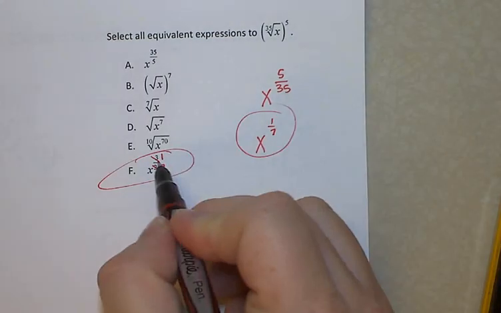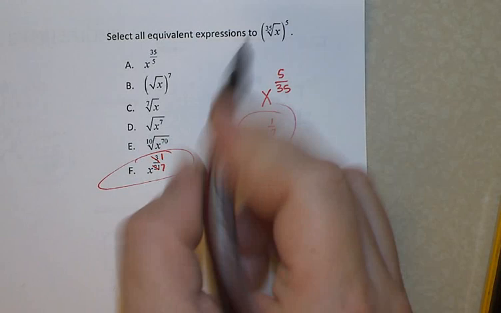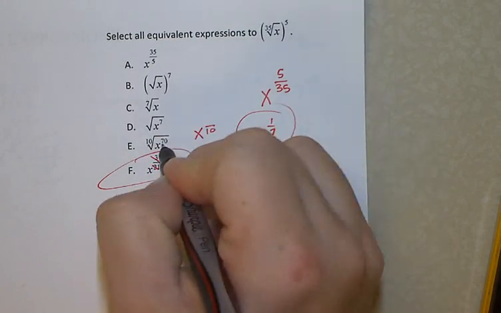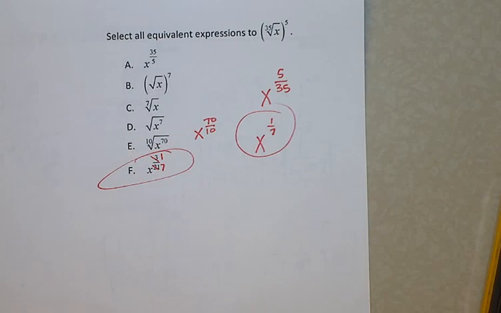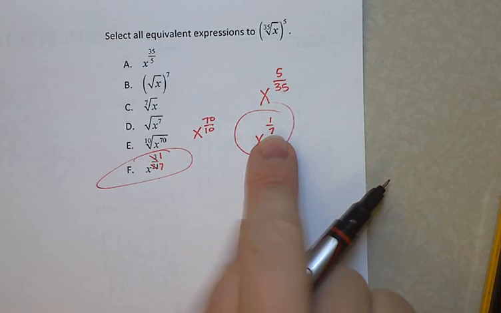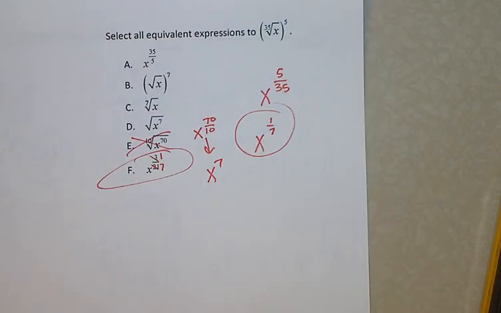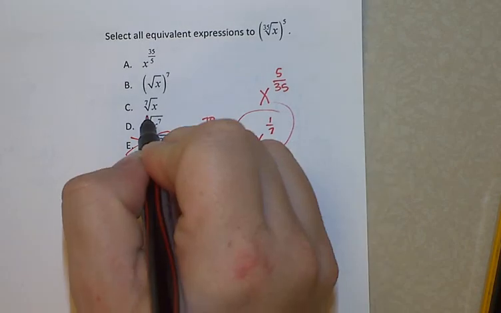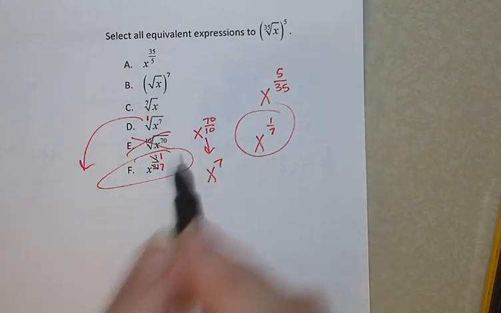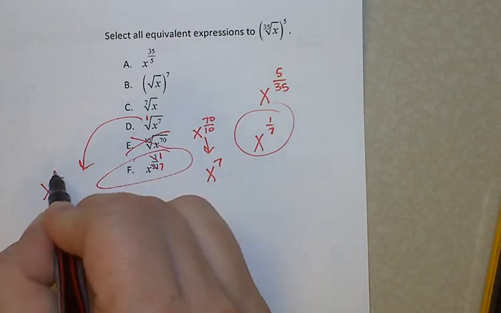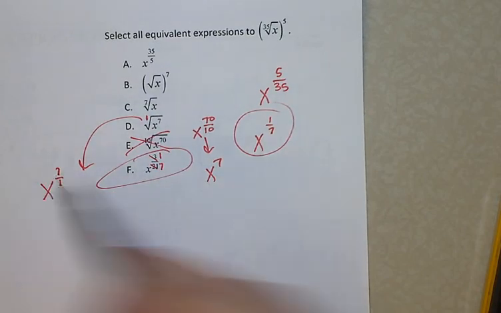Okay, this one, if I rewrote option E, remember that the nth root always goes on the bottom. 70 in this case goes on top. 70 over 10 reduces to 7, not 1/7. This would reduce to 7, not 1/7. The hidden nth root here is a 1. So if I'm rewriting this, remember nth root goes on the bottom, 7 goes on top. Again, this is x to the 7th, not x to the 1/7.